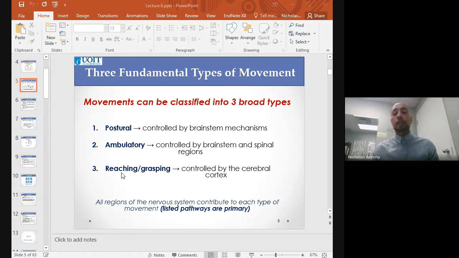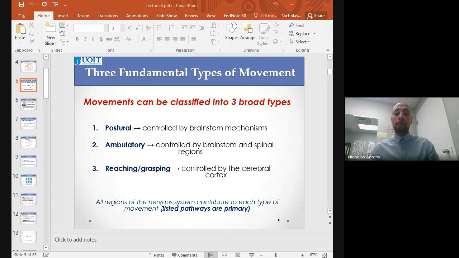And then the last classification of movement would be reaching and grasping. And that is what is innately human, our ability for fine control. So reaching, grasping, manipulating objects, that's fine control. And that would be a broad class of movement.